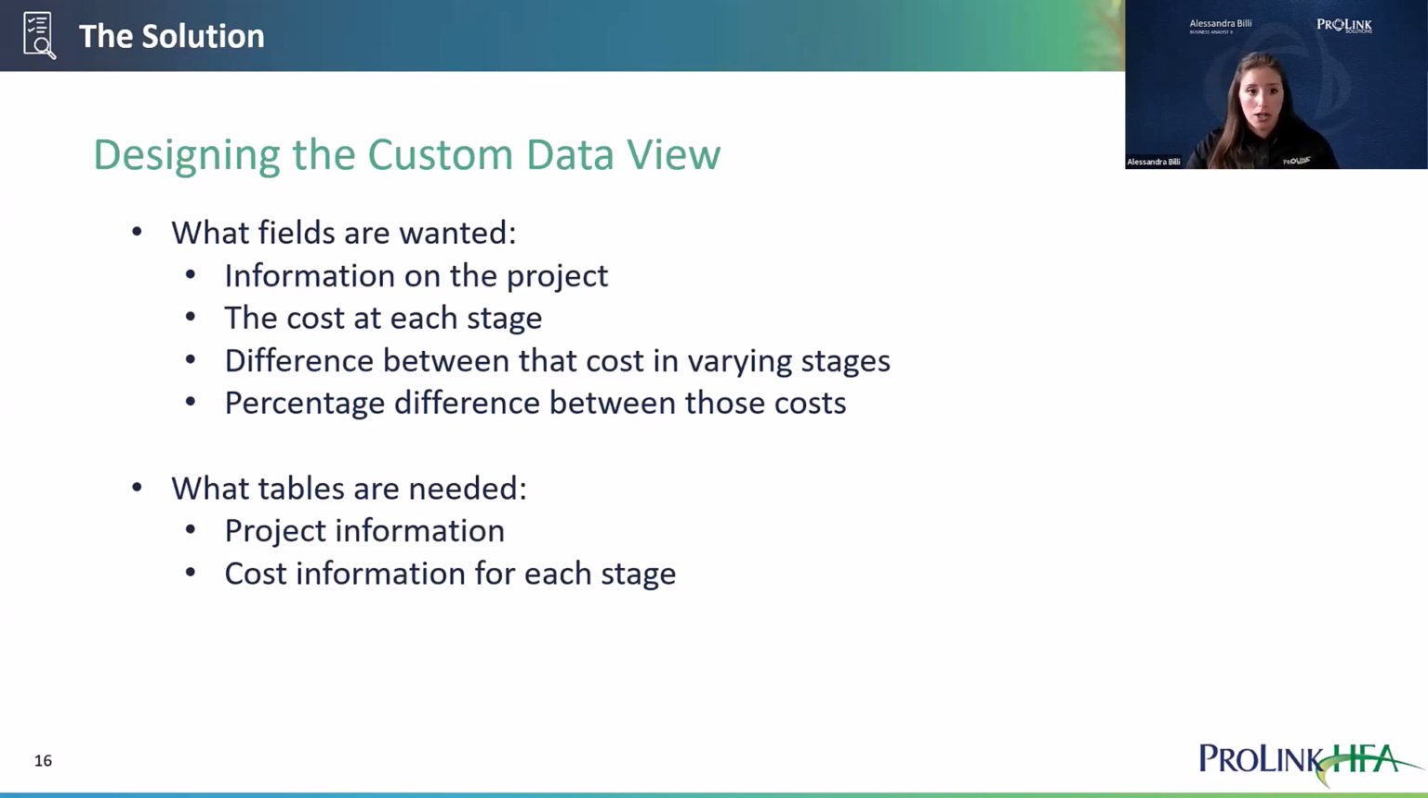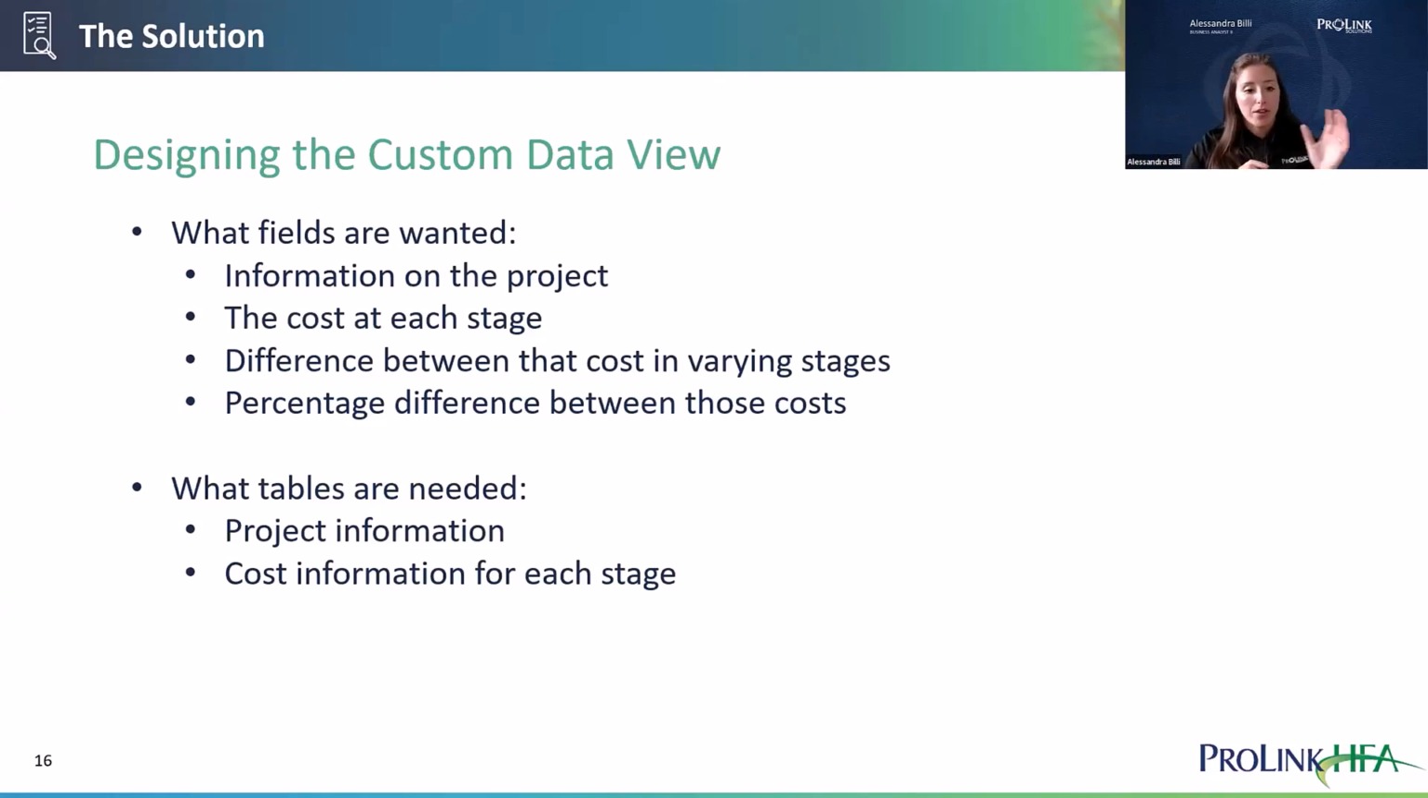Then we want to see what the cost is at each stage. So while we are pulling in the difference afterwards, we want to know, what did it start as? What is it in the next stage and the third stage? In this example, we're going to use 3 stages. So we want to see that cost at the ResApp stage, the ALACAP stage, and the 8609 feasibility stage. And then we want to know what the difference is between those costs in the various stages.